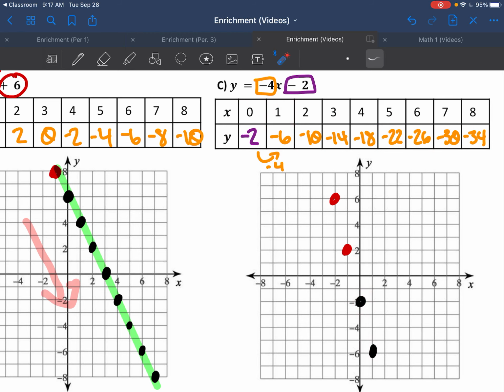Now the red dots I got from doing the opposite movement. So from here to here, we go down 4 to the right 1. So if I want to do the opposite movement, I start at my y-intercept and I go up 4 to the right 1. I'm sorry, up 4 to the left 1, and then up 4 to the left 1. And those red dots are still in line with our graph. If we had gone backwards on our table, we would see those points.